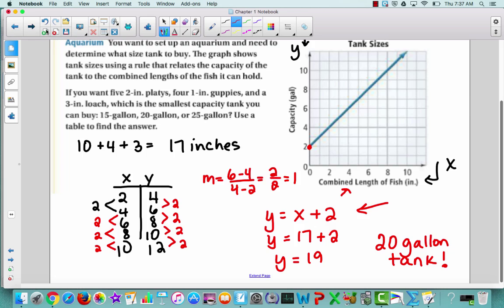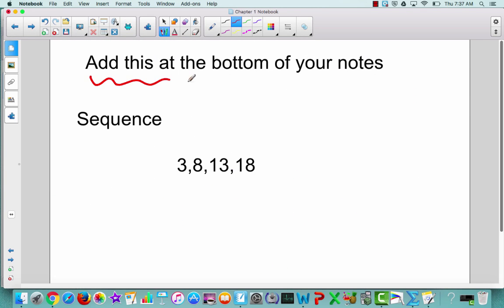All right, one more I want to look at. I want you to add this to the bottom of your notes. I want to just look at the sequence of numbers. I give it to you like this: 3, 8, 13, and 18. There are many ways to do this. I could ask you, and there would be a dot, dot, dot, for the next term. So you look and see, okay, 3 to 8, you're going up 5. 8 to 13, up 5. 13 to 18, up 5. So you could say the next one you add 5, which would give me 23.